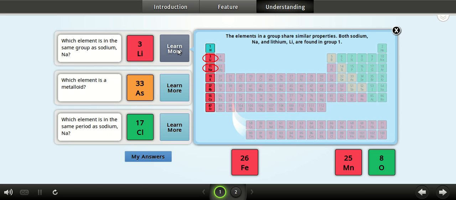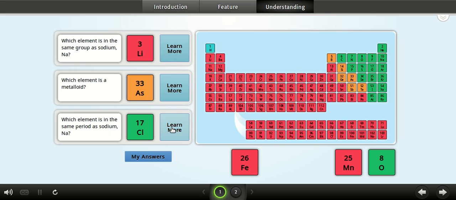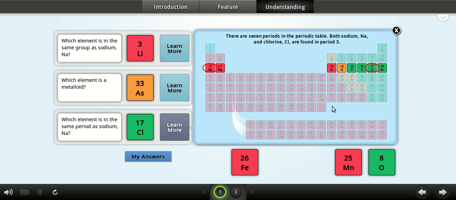The elements in a group share similar properties. Both sodium, Na, and lithium. There are 7 periods in the periodic table. Both sodium, Na, and chlorine, Cl, are found in period 3.